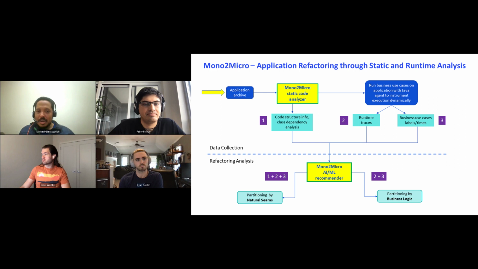In addition to that, it also takes the static analysis into account, and using all three of those bits of data, it also provides a set of recommendations based around the natural seams of your application. So when you visualize the recommendations in the workbench, there are two views that you'll see, both natural seams and the other business logic, and you can decide to go with either of them. You can customize either of them.